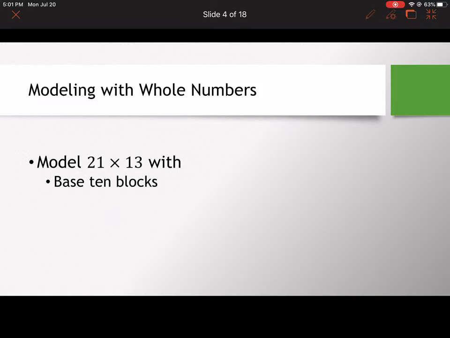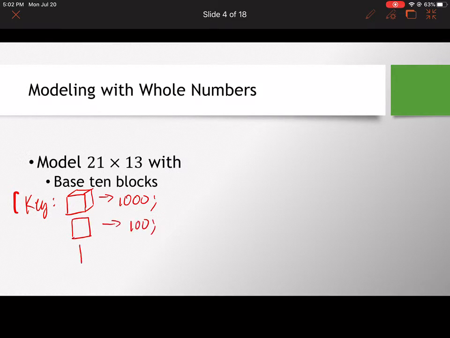And with base 10 blocks, when you model something, you use a key. Okay, so here's our key. We're doing whole numbers, so we're going to use the traditional key of the big block corresponding with 1,000. We have the flat corresponding with 100, the rod corresponding with 10, and the little cube, which I indicate with a dot, corresponds with 1. And when we model with base 10 blocks, we arrange these blocks in a rectangle.